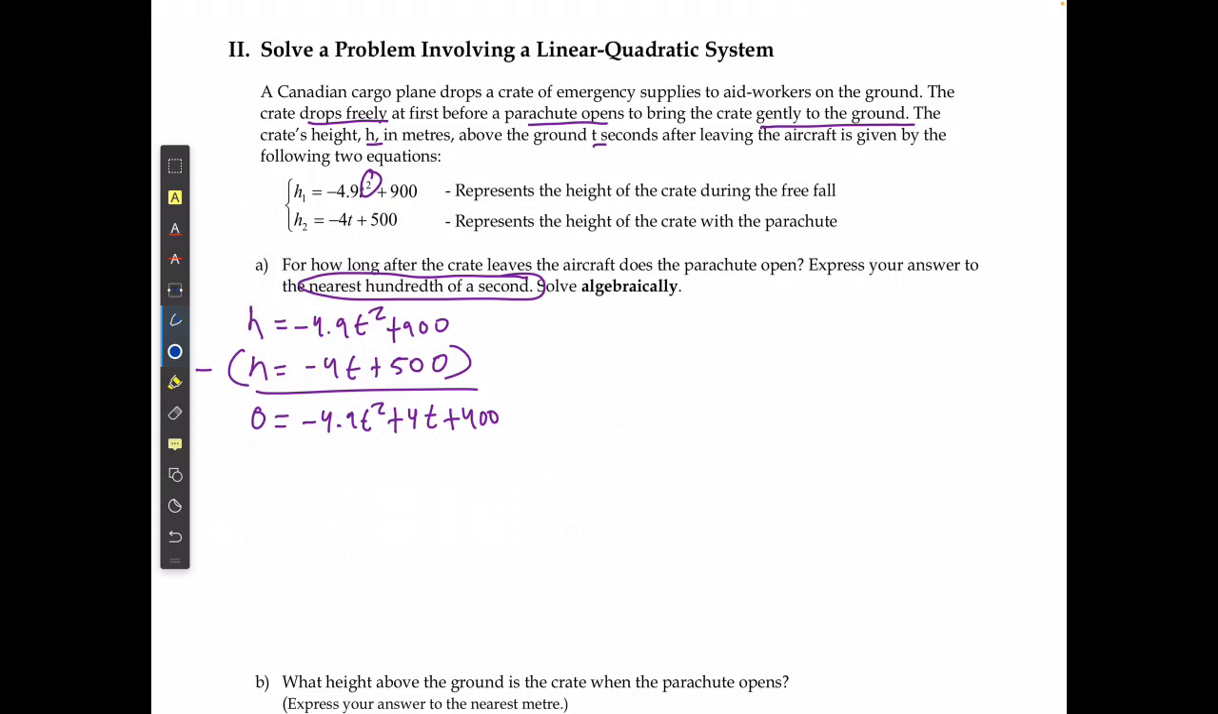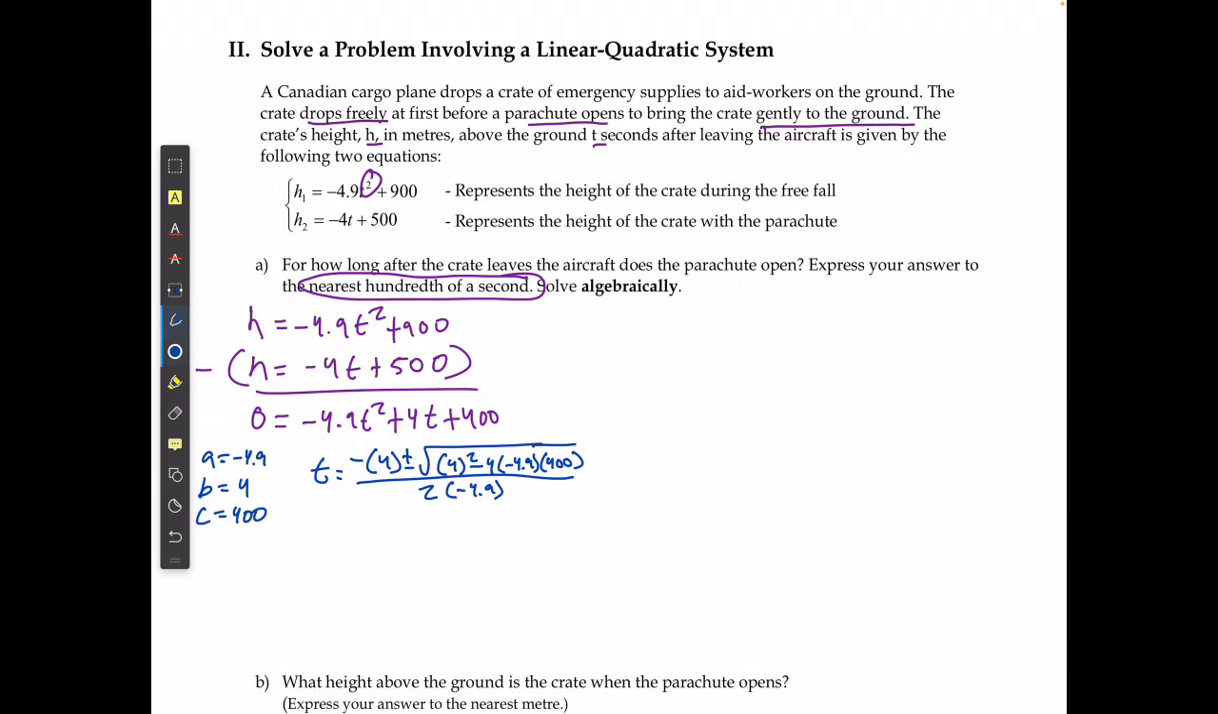I'm going to make my list to begin with. A is equal to negative 4.9, B is equal to positive 4, and C is equal to 400. Which means that t is going to equal the negative of bracket 4 plus or minus the square root of 4 squared minus 4 times negative 4.9 times 400, remembering to always use the brackets for substituting, all divided by 2 times negative 4.9.